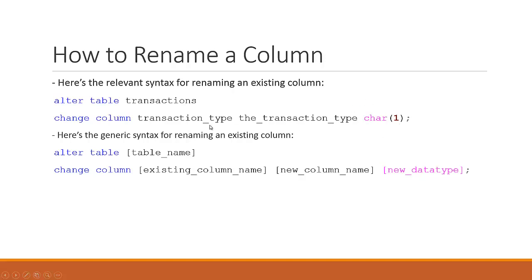Or vice versa. Maybe you don't want to rename the column, you just want to change the data type. And if that was the case for transaction type, let's say you want to change the transaction type to have 2 characters instead of just 1, you would say ALTER TABLE transactions CHANGE COLUMN transaction_type, and then you would put transaction_type again, so you'd have the same identical name, and then you put CHAR(2), okay? And then there you go, you've just changed the data type for that column. So that's how you rename a column, or even, I didn't say this, but you can change the data type of the column as well using this exact same syntax.